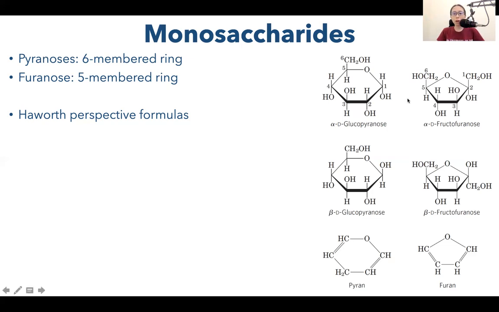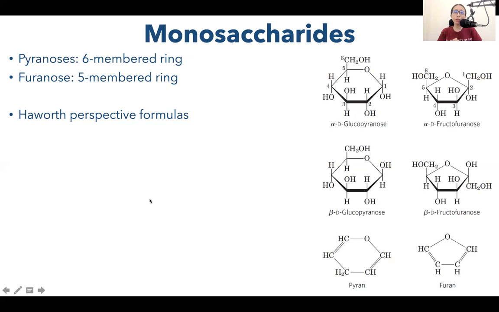So these are your Haworth perspective formulas. If glucose, for example, assumes this cyclic structure, it is now called a glucopyranose. It's the D isomer, and we have the alpha anomer.